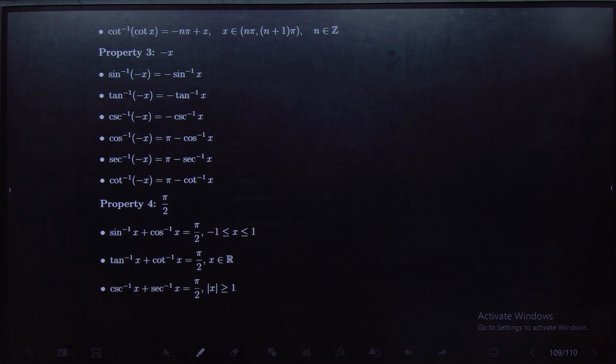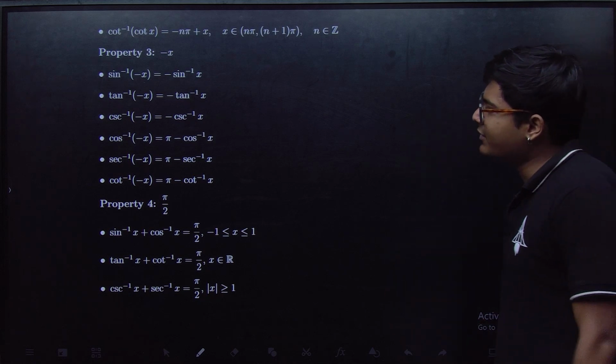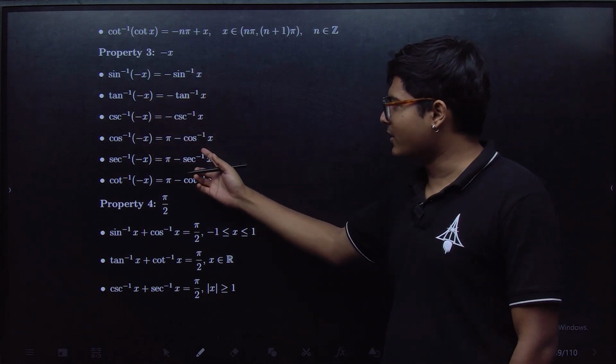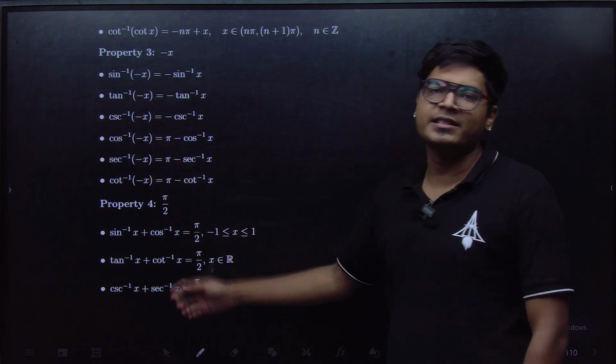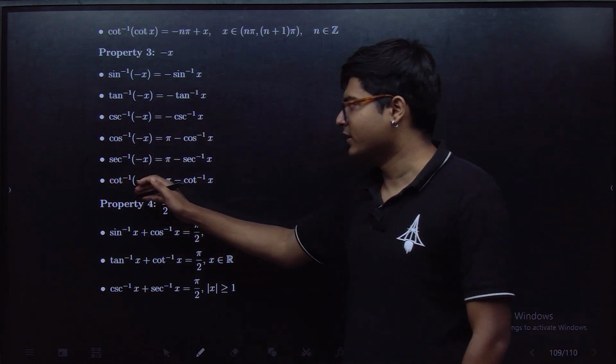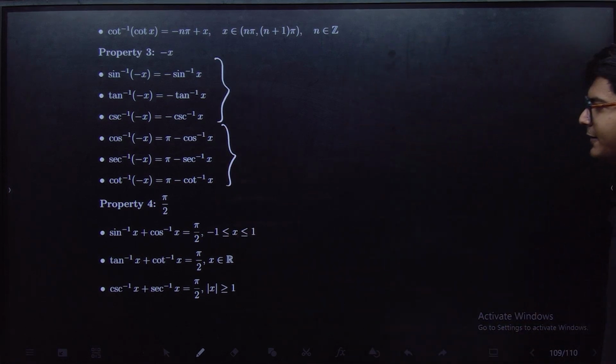Property 3: what happens when you take some trigonometric inverse of minus x? If you take sine inverse of minus x, it's minus of sine inverse x. Tan is again odd. Cosec is also odd. But cos inverse of minus x turns out to be pi minus cos inverse x. Same for sec and same for cot inverse, okay? So these three follow one pattern. Sine, tan and cosec follow another pattern, right?